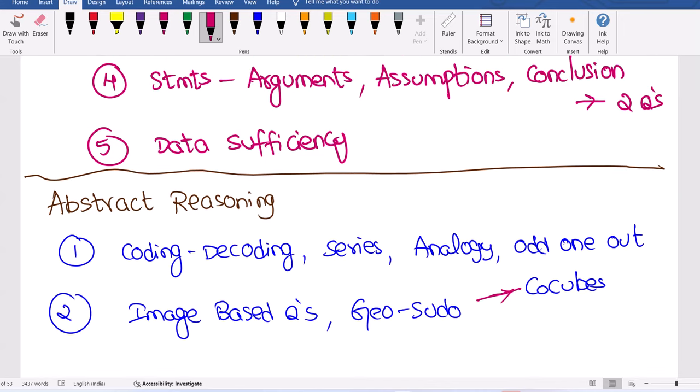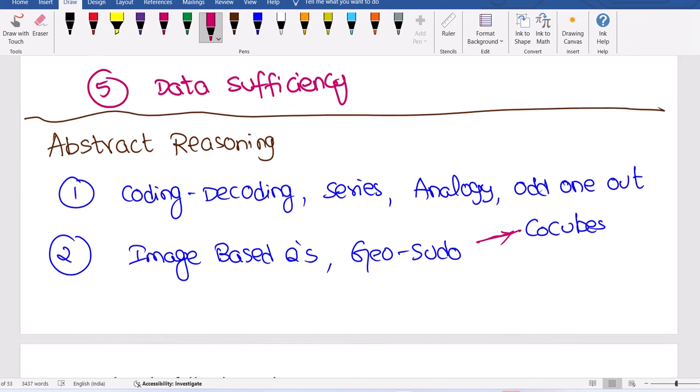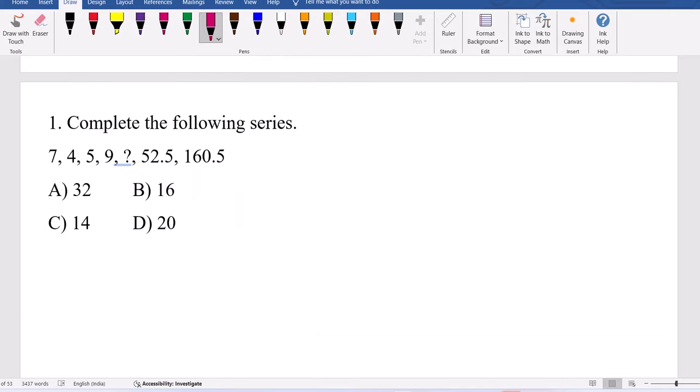As these two sections together have 30 plus questions, so they are main, right? And this is what series related questions look like.